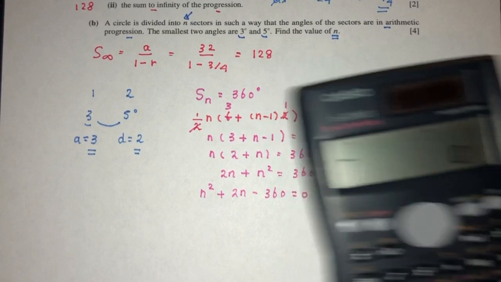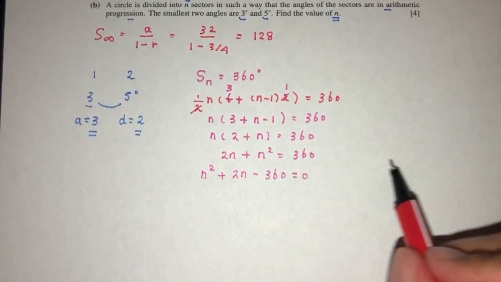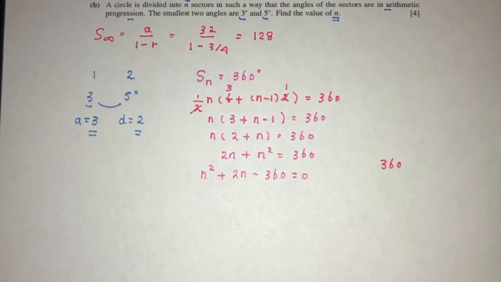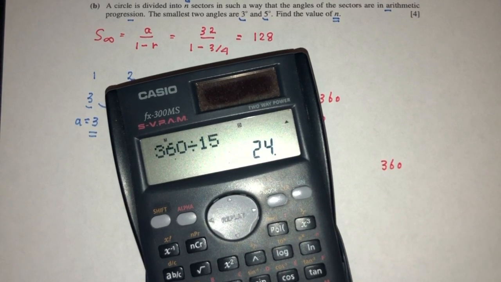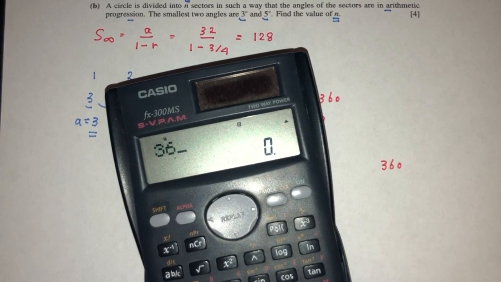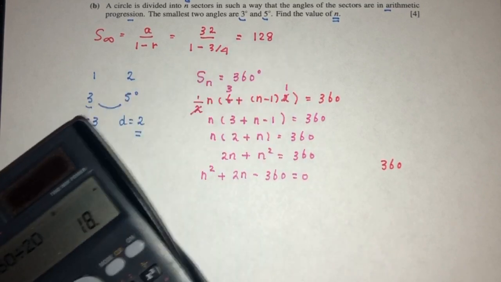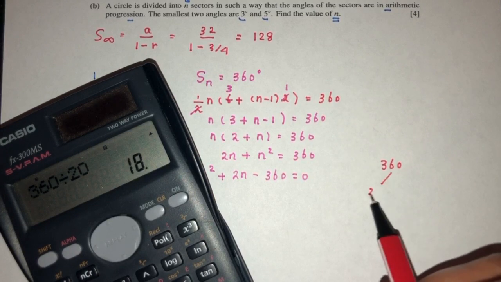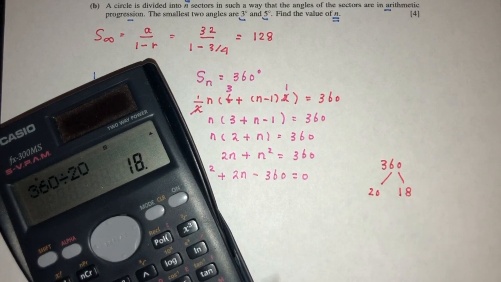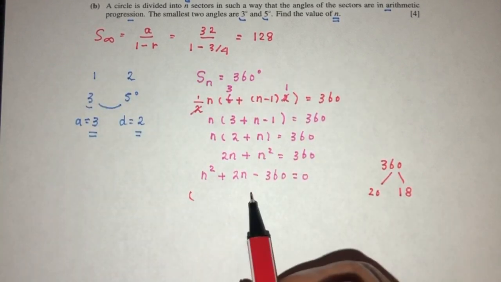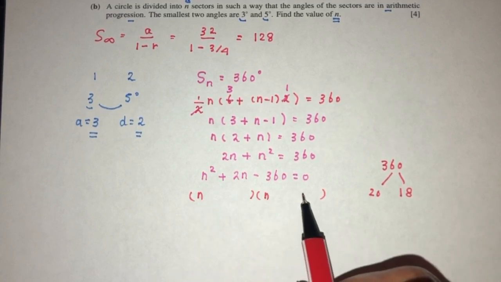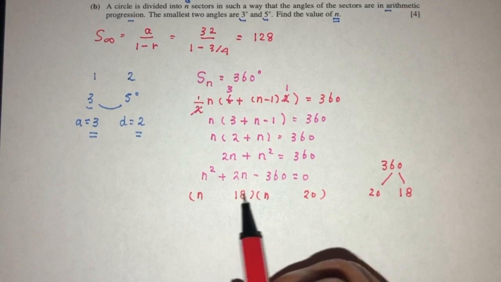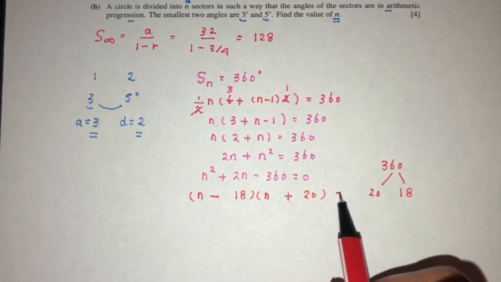Now we have to try and see what are the factors of 360 that we know. So 360 divided by, let's say, 15, that should be 24, not good enough. Divided by 20, that will be 18. So perfect. So 20, and that should be 18. Now you can see here we have plus 2. Here we have n times n. To get plus 2, we have to have plus 20 minus 18. So plus 20 minus 18.